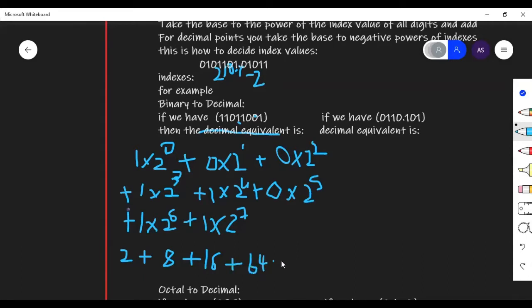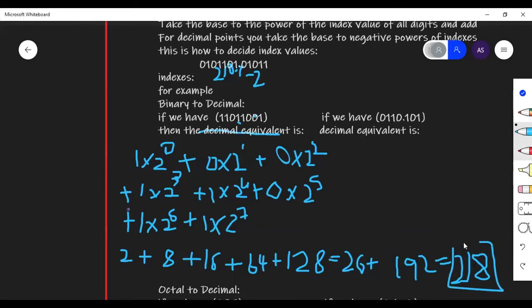So if we add all of this up together, the final thing we get is 1026. I'm just going to write it in steps: 26 plus 192, and we finally get 820. So that is the equivalent of our binary number that we were looking for. Okay, so this is for the first one.